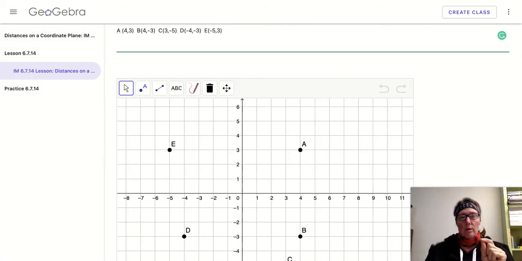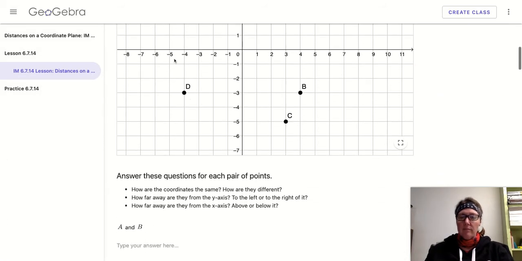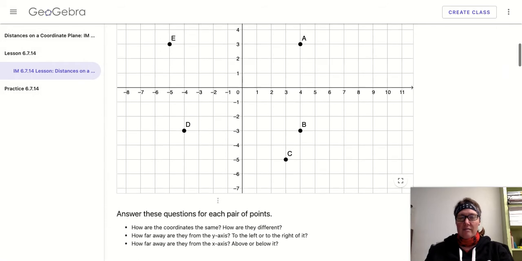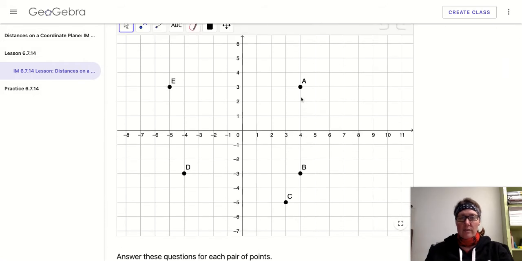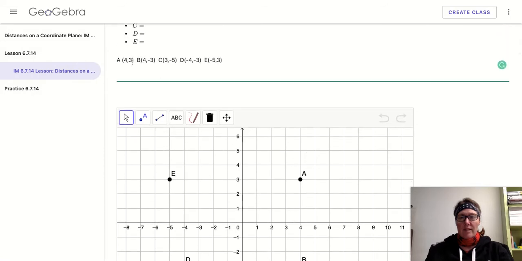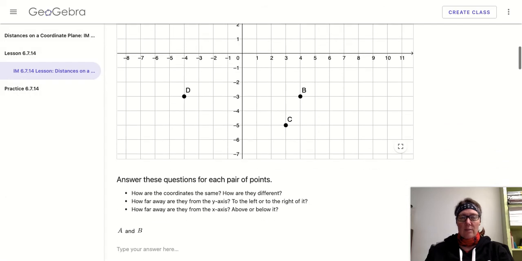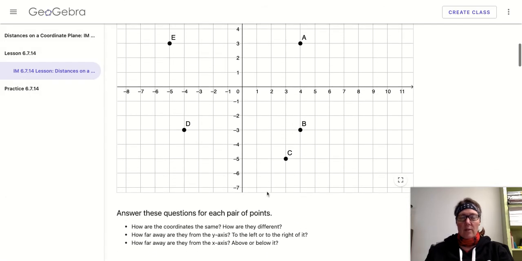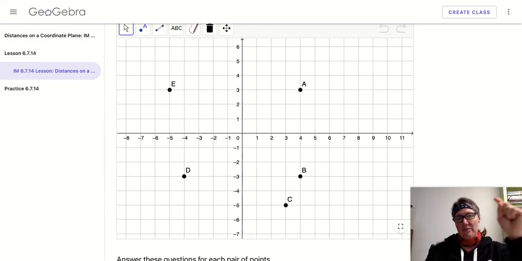That's really important as you move forward in math. So if they share an x, those two points exist on a shared vertical line. Okay. How far away are they from the y-axis? Well, this one is 3, and this one is 3. What? But one is up, positive 3, and one is down, negative 3. Okay, we already decided they were 4 away from the x. Here's what I want to know. How far away is A from B?